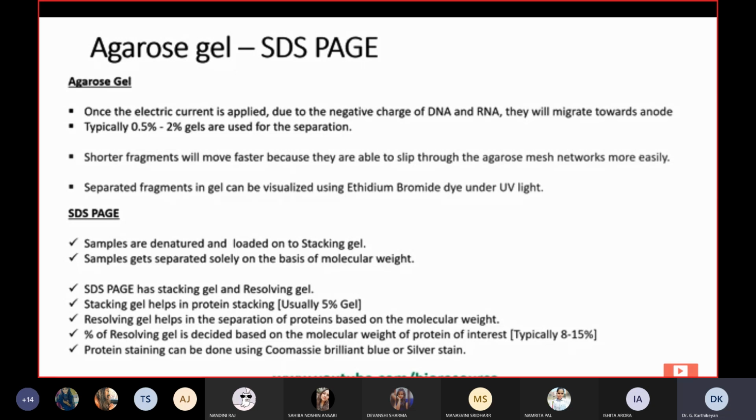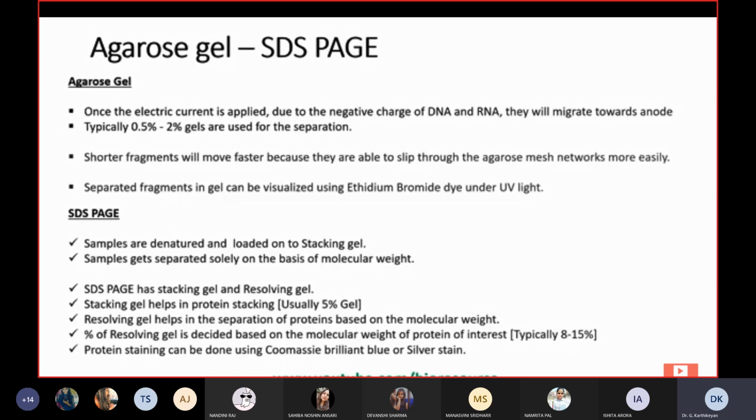Coming to proteins, SDS-PAGE is the gel which is used to separate proteins. The samples are denatured and loaded onto the stacking gel. In SDS-PAGE, two types of gels are used, one is the stacking gel and the other is the resolving gel. The samples get separated solely on the basis of molecular weight.